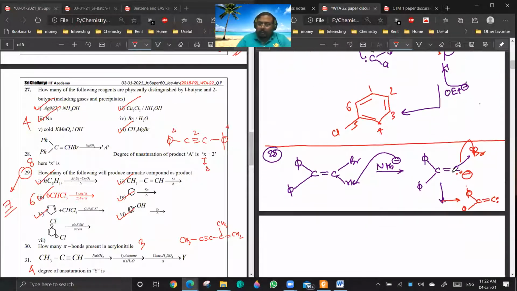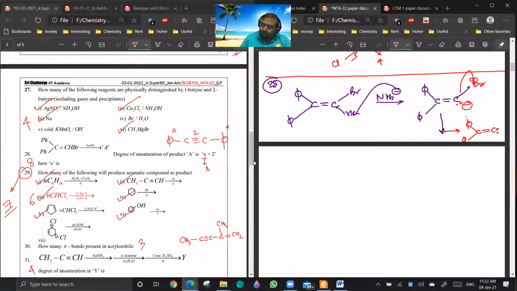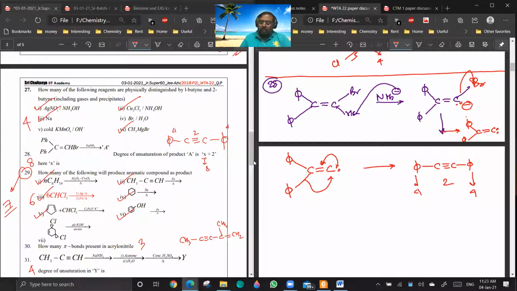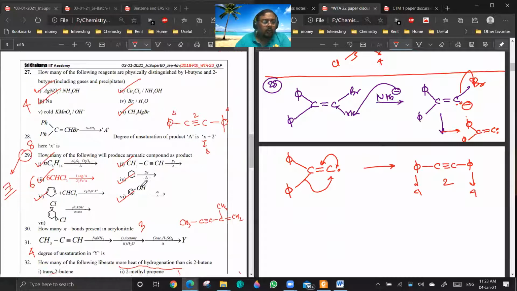Now, whenever you have an electron deficient species, there is always a possibility that rearrangement can take place. So we're getting 5C triple bond C 5. Is that clear? The degree of unsaturation for benzene is 4, this is 2, this is 4. Total is 10. So X is 8. Is it clear? Yes, sir. Okay. After this, any other doubt in 27 to 32?